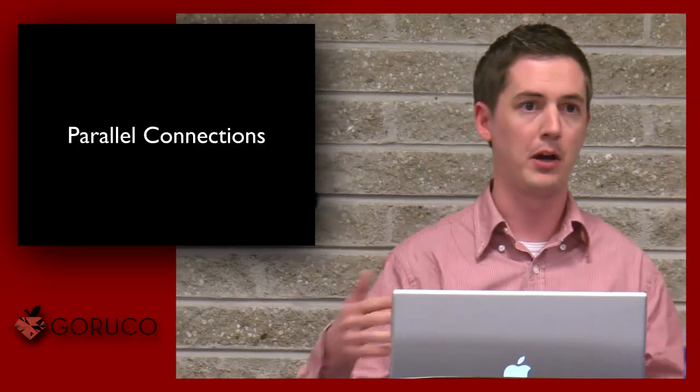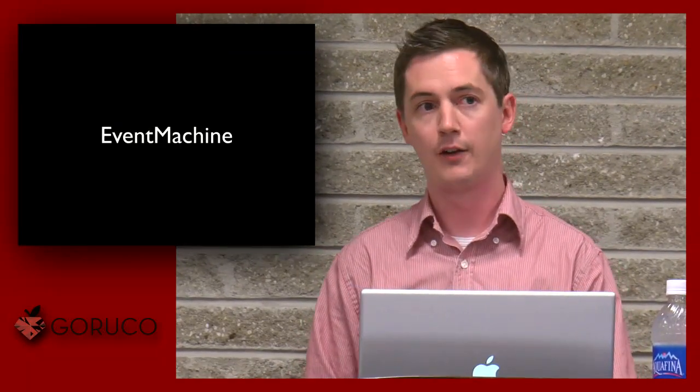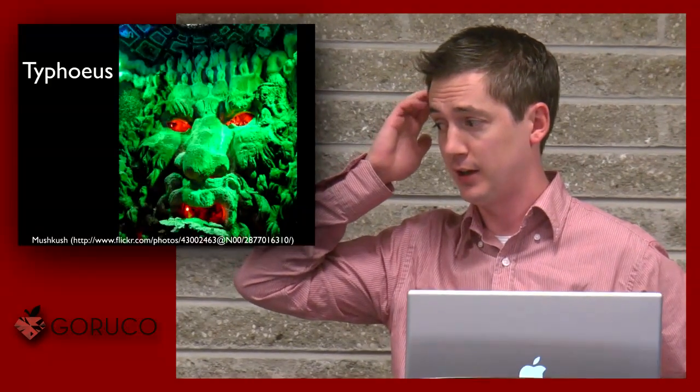So I want to talk now about parallel connections in HTTP. There are a few different ways of doing parallel connections. One of them is asynchronous, and well-known examples of how to do that are EventMachine or libcurl multi, Curb or Typhoeus. Typhoeus is one that I wrote while I was working at a company called NoMoreTalk, and it is essentially just a wrapper around libcurl and libcurl multi.